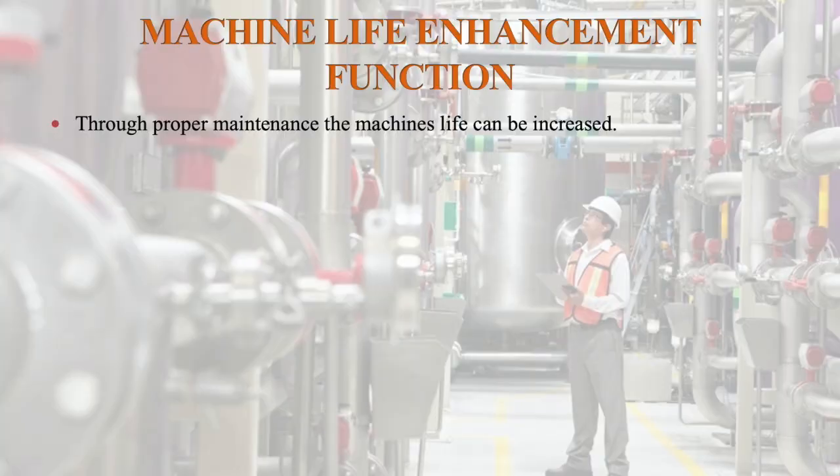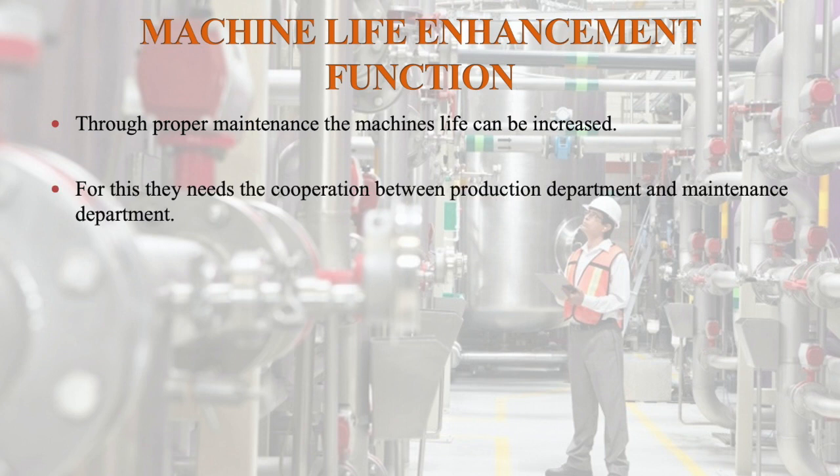Utilities, in the sense, are not directly related to the production. It means lighting, compressed air providing and water circulation system in the industry. So all these come under the utilities and service function. Then machine life enhancement function. So through proper maintenance, the machine life can be increased.